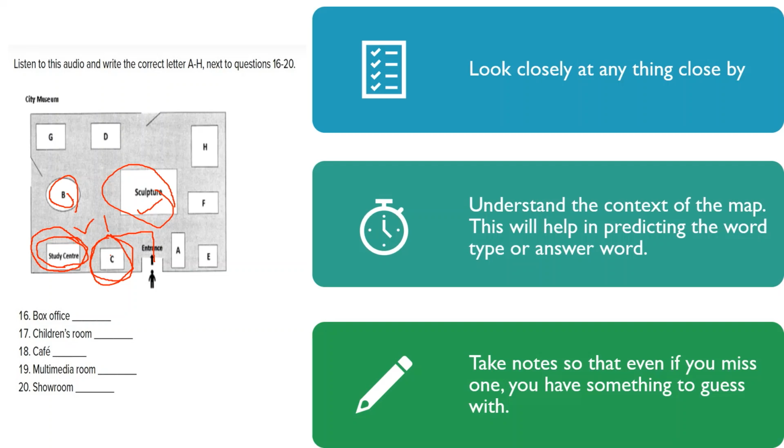Follow these steps. Okay, mark and take notes, then listen for the entrance where you are starting. Place yourself in the starting place and trace accordingly as and when you hear the recording. Take help of the clues that are given on the map, which will help you to confirm your answers, that this is that. And then check whether you have written the correct letter in the correct number. Hope these strategies help you.